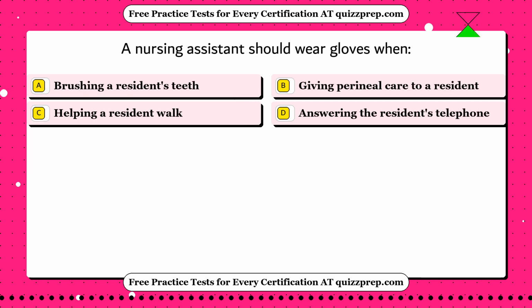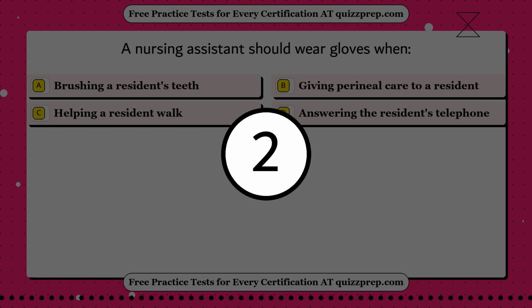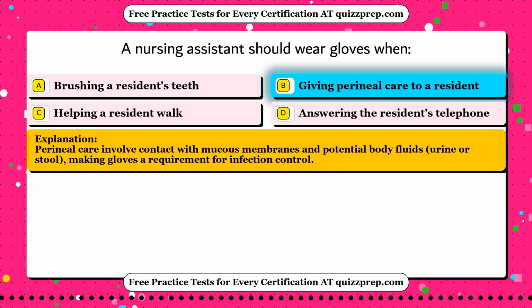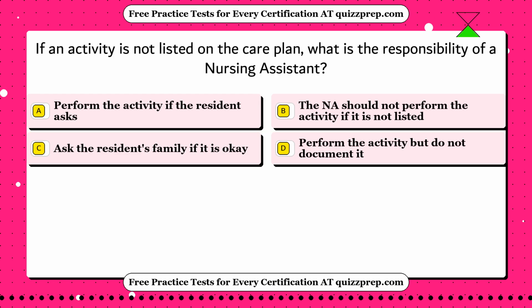Question 52. A nursing assistant should wear gloves when: Option A, brushing a resident's teeth. Option B, giving perineal care to a resident. Option C, helping a resident walk. Option D, answering the resident's telephone. The correct answer is option B, giving perineal care to a resident. Perineal care involves contact with mucous membranes and potential body fluids, urine or stool, making gloves a requirement for infection control.